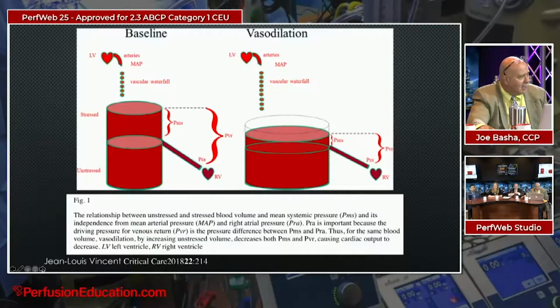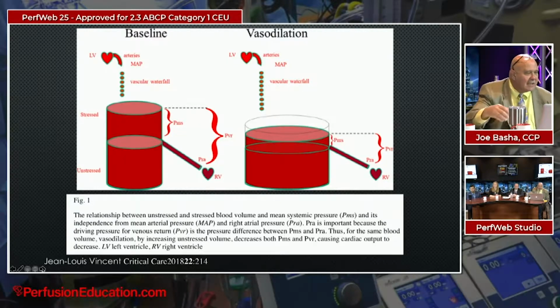Next. So this is a very interesting slide, and it's a concept that I want everyone to understand, because where I go from here, a lot of this foundation is going to be very important. So you have a mean systemic pressure. Now, that's not to be confused with a CVP. It's not to be confused with an arterial pressure or a mean arterial pressure. It is the mean systemic pressure. And how do you measure mean systemic pressure? Well, it is measured by stopping all circulation.